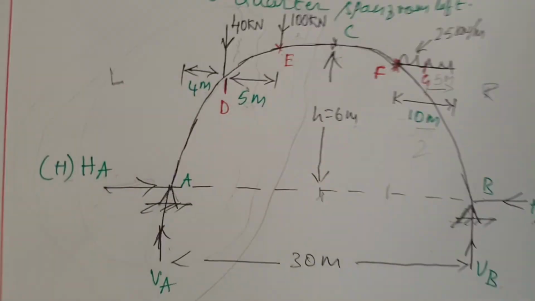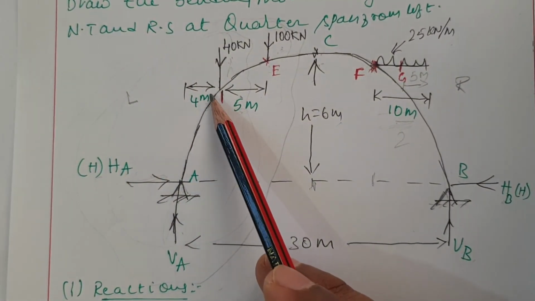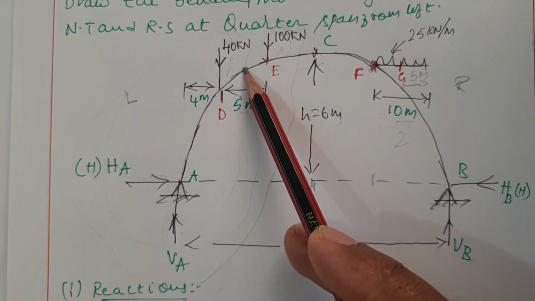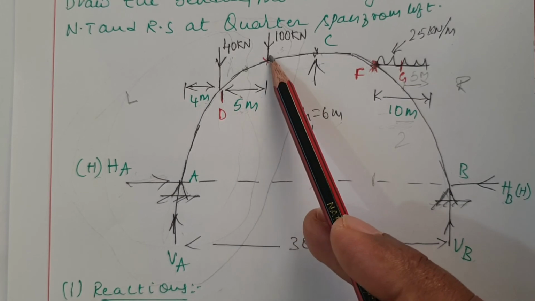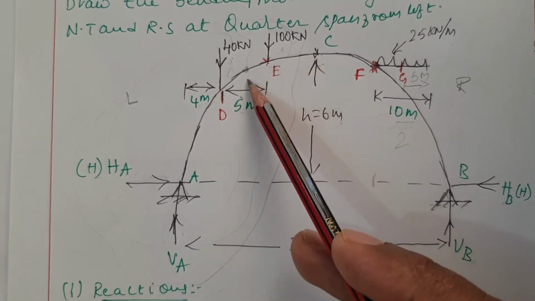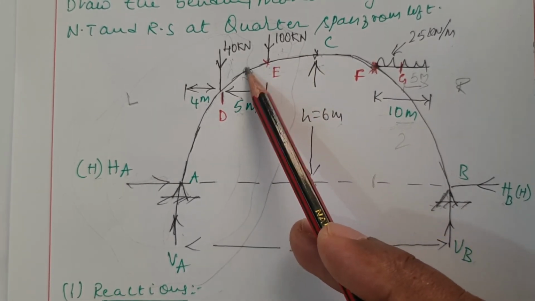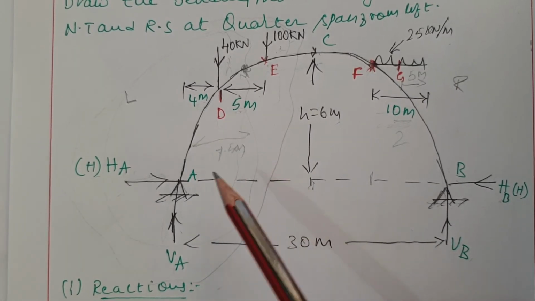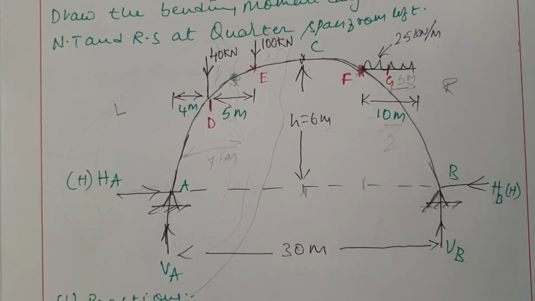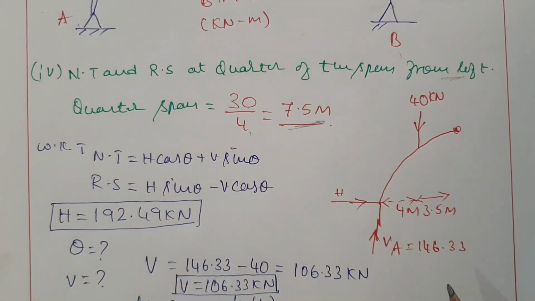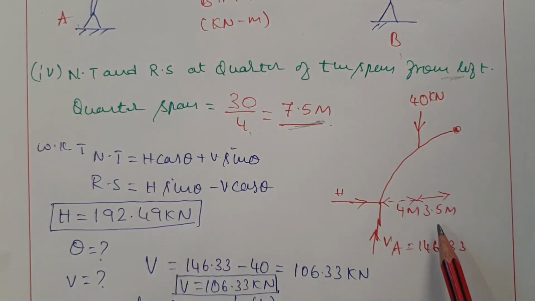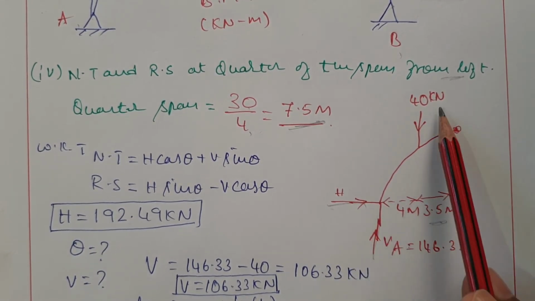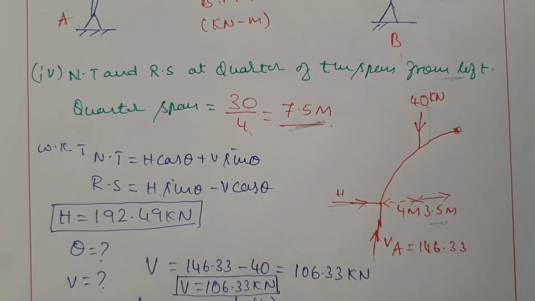See from the figure, we know from here to here it is 4 meter, and then 7.5 meter somewhere here. It is after 40 kilonewton, somewhere here. Then we can say this distance as 7.5 meter. Okay, that's the reason I considered the figure as it is. After 40 it is 3.75 meter. So we have one horizontal, one vertical, and another vertical force acting downwards.